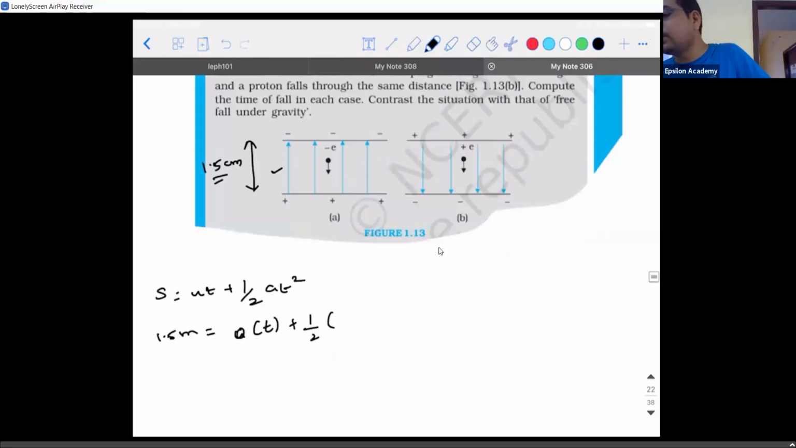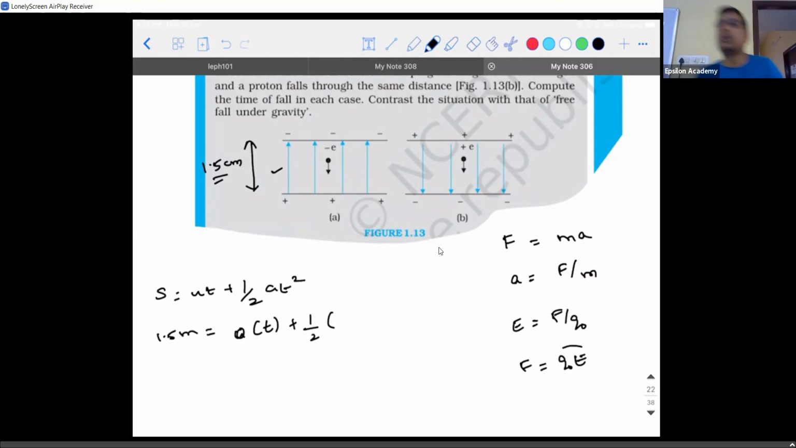Okay. So for me to find the acceleration, can I write F is equal to m into a? So acceleration is equal to the force divided by mass. But how can I write force in terms of electric field? By the basic definition of electric field, E is equal to F by Q naught, so F will be equal to Q naught into E. This is another formula. If you know the charge and the electric field in which the charge is moving, you multiply the charge with the electric field, and that will give you the amount of force it experiences.